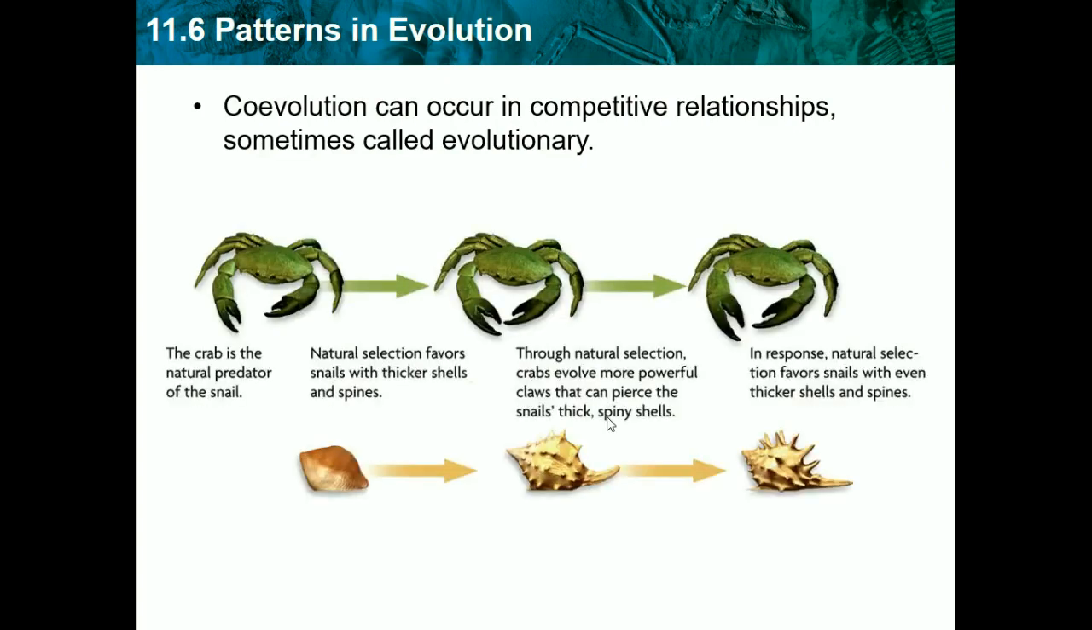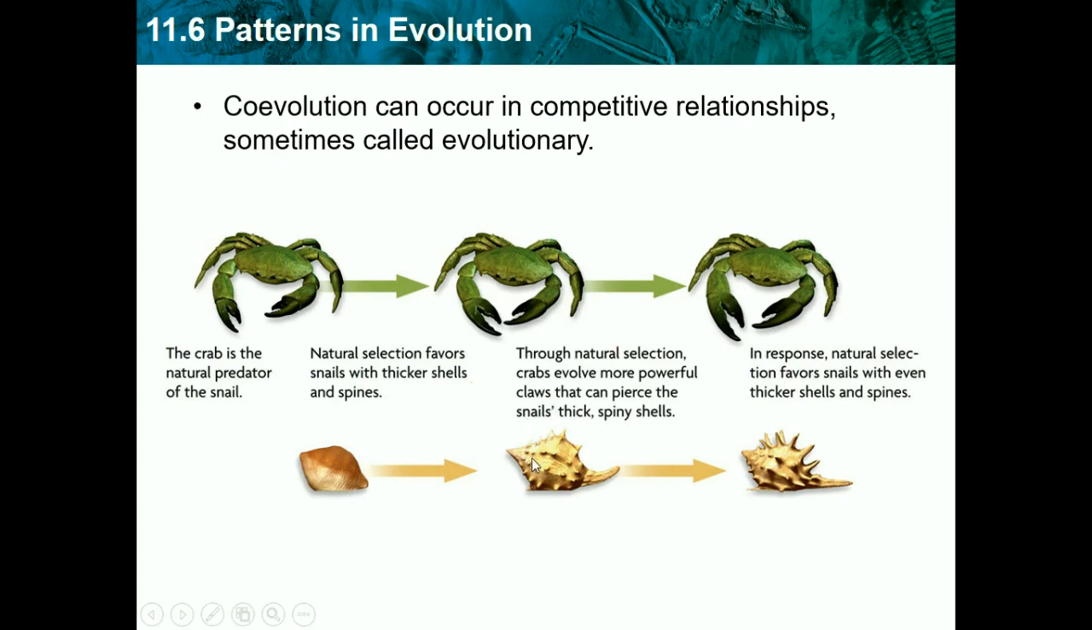So this is an example. The crab is a natural predator of this snail. So this is the crab, this is the snail. Natural selection favors snails with thicker shells and spines, so these protect them from the crabs. And then they eventually evolve into all having thicker spines, because all the ones that don't have spines die off and can't reproduce. Through natural selection, crabs evolve more powerful claws that can pierce the snail's thick shells.